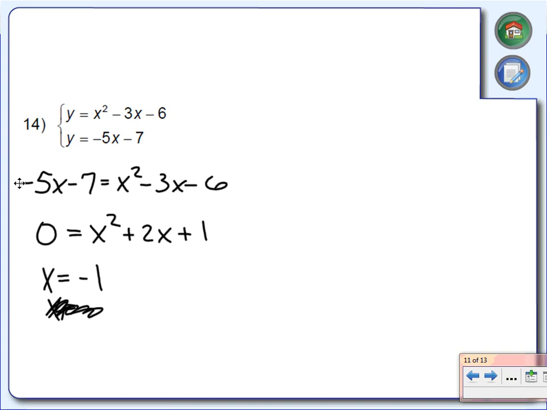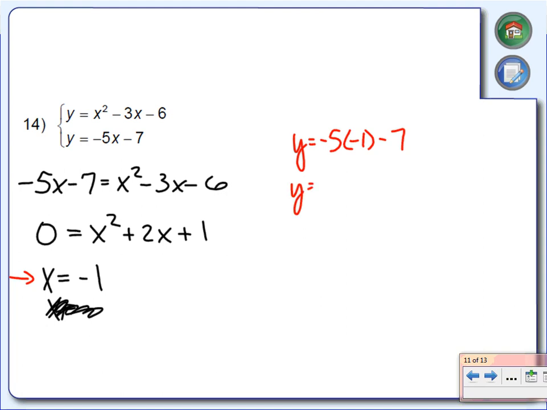Which means I only have to take that negative 1 and plug it in. So let's go ahead and do that. We're going to take the negative 1 and plug it into either the first equation or the second equation, whatever looks easier for you. Which one looks easier? Second? Alright, then we'll use the second one. Remember, all we're doing is taking out the x, putting in that negative 1, and seeing what we get here.